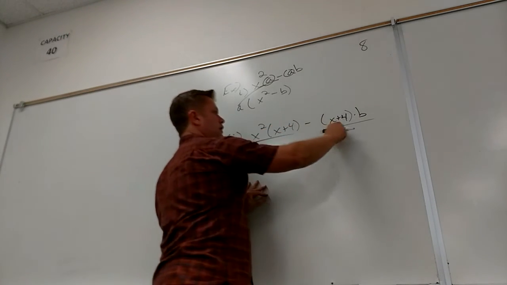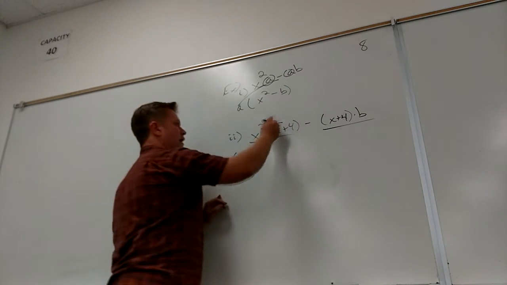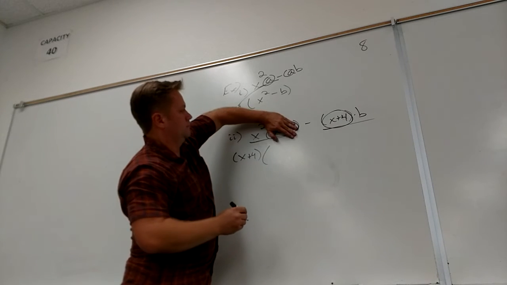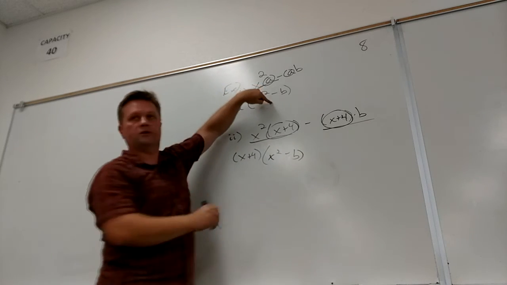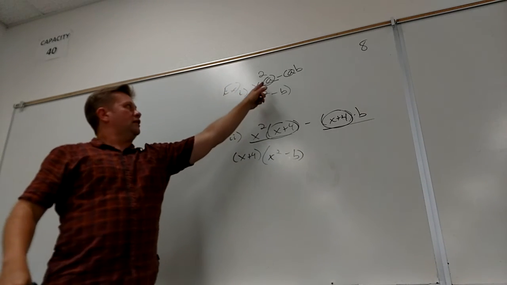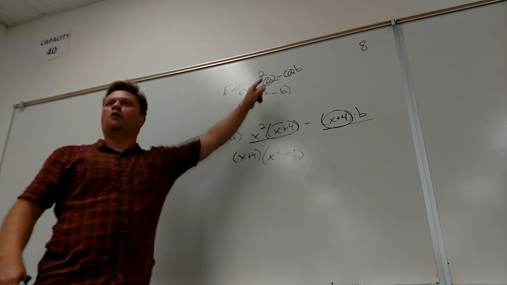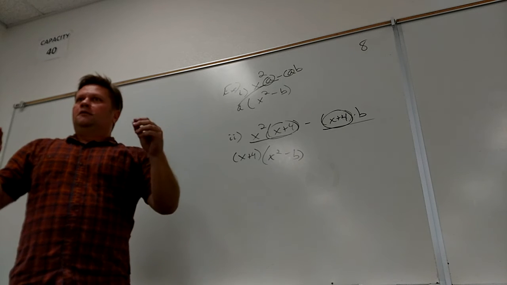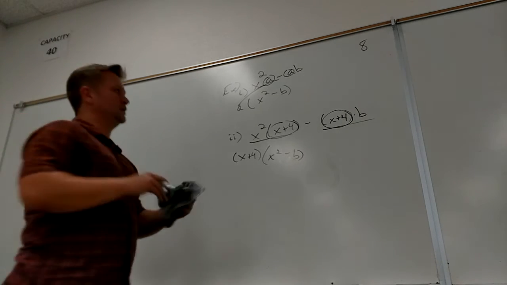Neither one of these has a 4. They both have an x plus 4. So I take it out, and what's left? X squared minus b. The same thing we got up here, of course. So the thing that was repeated up here was an a. The thing that was repeated down here was an x plus 4. They both work the same way. Okay. Let's do another one of these.